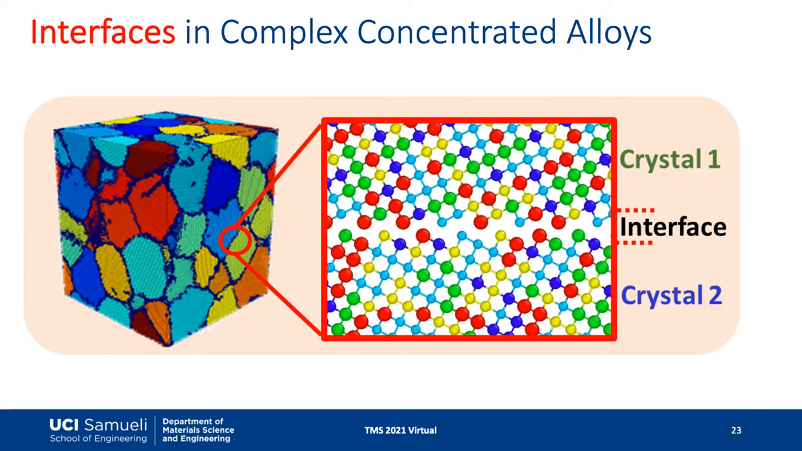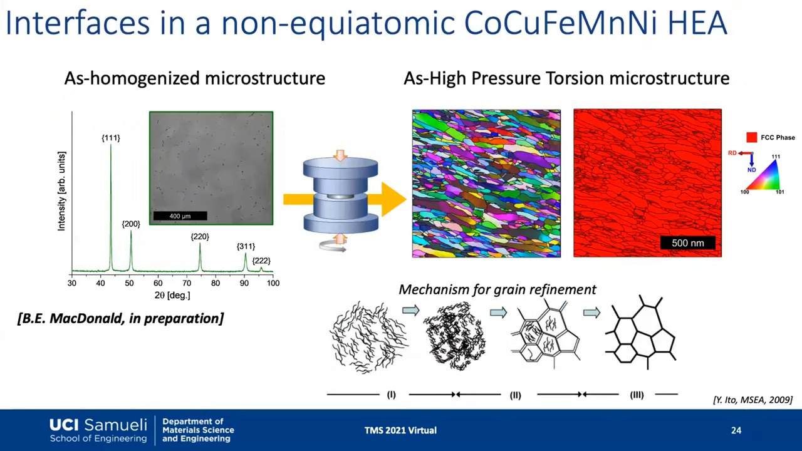Before I dive into it, let me just give you one single case study. And this is work from my co-authors here, Ben Macdonald and Zhang. This is an example of some of the early data that have been gotten that captures just how unique interfacial phenomena are in high entropy alloys. Here, the team synthesized a non-equiatomic cobalt, copper, iron, manganese, nickel HEA, and processed the material by high pressure torsion, as you see here, to achieve a nanocrystalline structure.